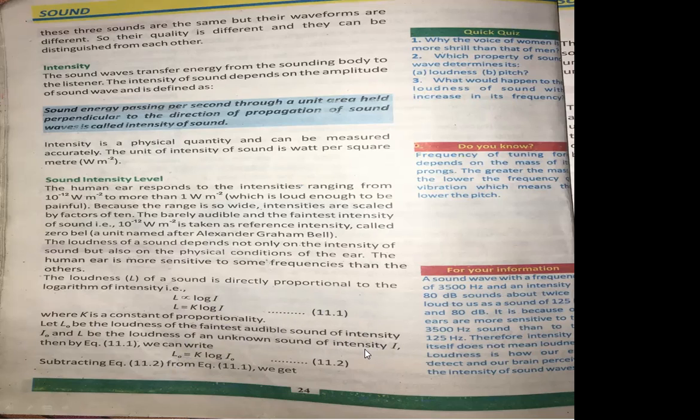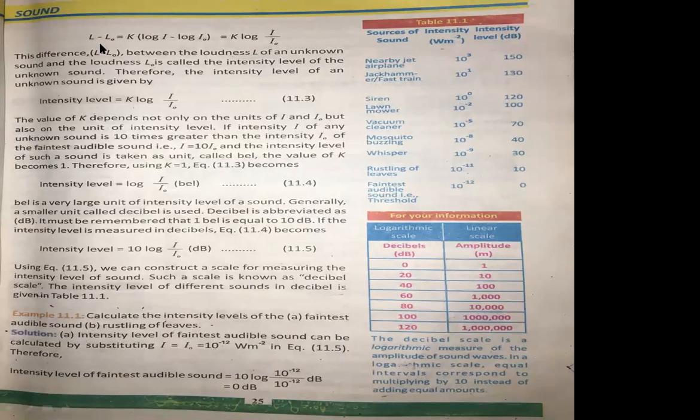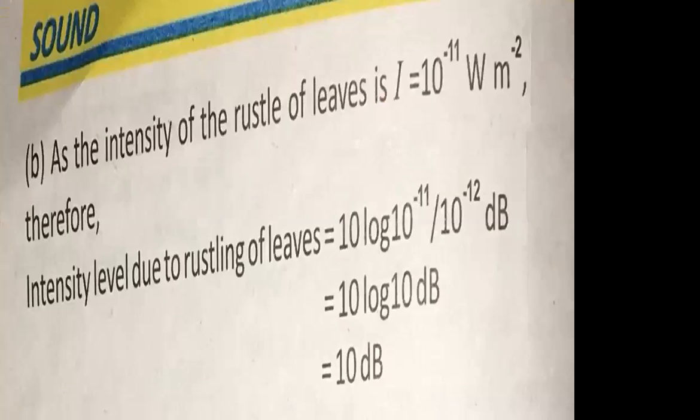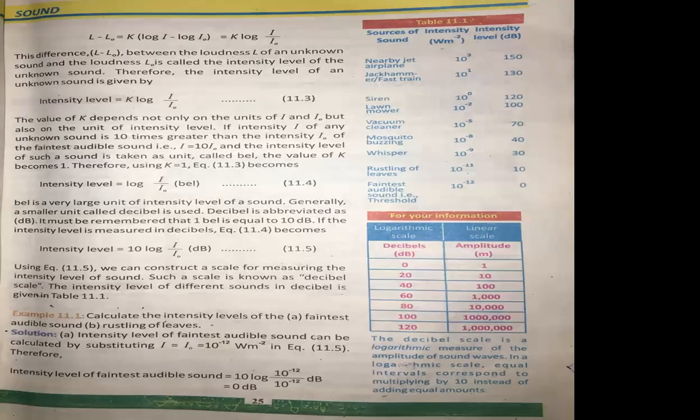I named this equation 11.2. Now subtract 11.2 from equation 11.1. After subtraction, L minus L naught equals k times log I minus log I naught. I have subtracted 11.2 from 11.1. So the left hand side will be subtracted from the left hand side, and the right hand side from the right hand side. You have to remember this.